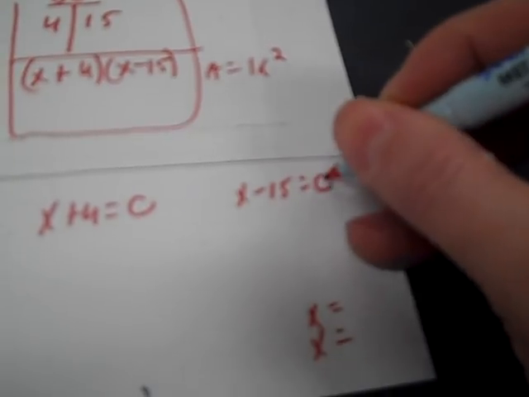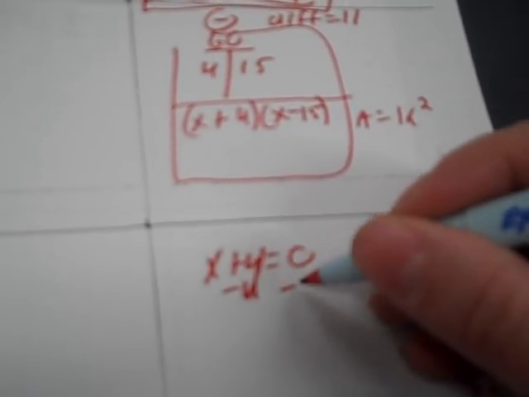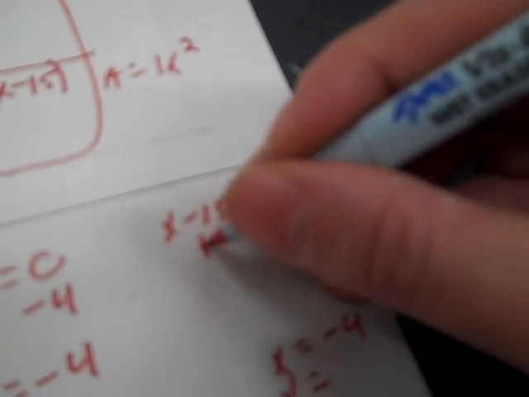Okay, so x plus 4 can equal 0. x minus 15 equals 0. So I get negative 4 for my first solution, and I get positive 15 for the second. Okay, this problem here is going to require you to use factoring. This problem here will not if you do it correctly.